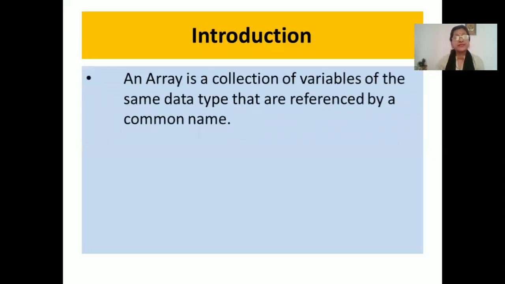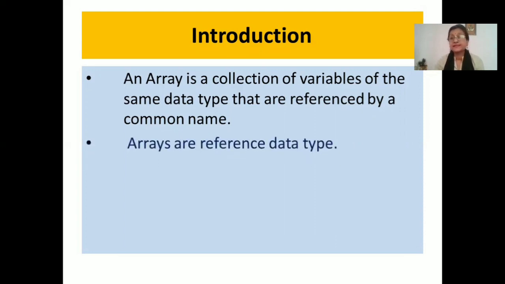As far as the definition is concerned, an array is a collection of variables of the same data type that are referenced by a common name. Here you should pay attention to the same data type. It is a set of values, not a single value, and all the values in that set are of the same data type. They may be all integers, all doubles, or all characters, but the condition is they should belong to the same data type.